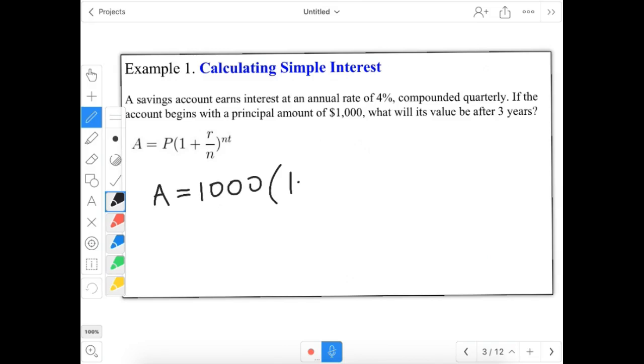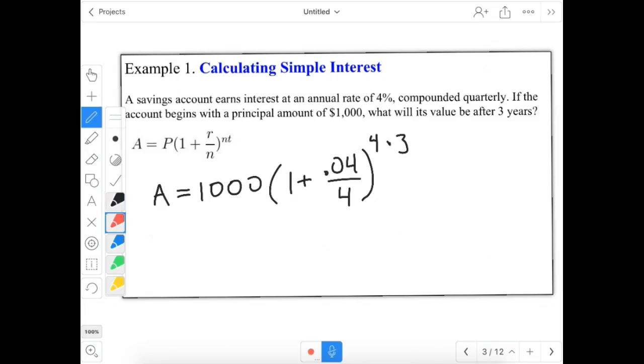We're going to have 1 plus, our rate is 4%, but rather than writing a percent, since we're doing some algebra, we're going to want to write that as a decimal, so 0.04 over, now we're compounding quarterly. So if I'm compounding quarterly, that means that would be compounded 4 times in a year. So our N value is going to be 4, and that's to the N times T. So again, 4 times, then we have 3 years.